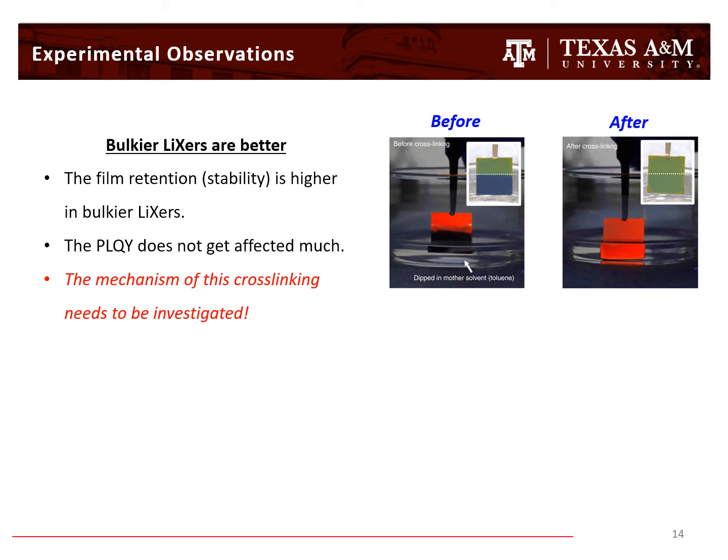Here is a snippet of some experimental observation. So if you do not cross-link these quantum dots and try to develop them, they just get dissolved. As you can see here, the red becomes black, so there are no red quantum dots.